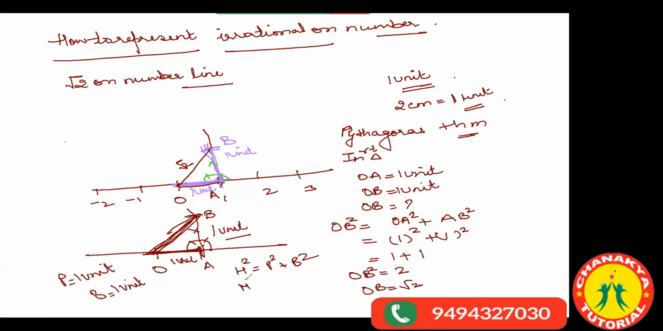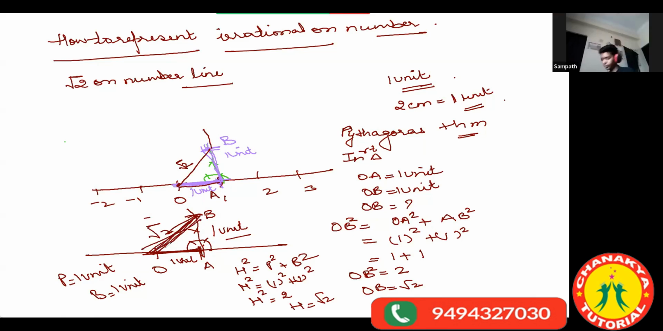Clear? Then your hypotenuse square will be 1 square plus 1 square, then it will be 2. Right? Then value of h will be root 2. So therefore, the length of this hypotenuse is root 2. Clear, children? Yes, ma'am.